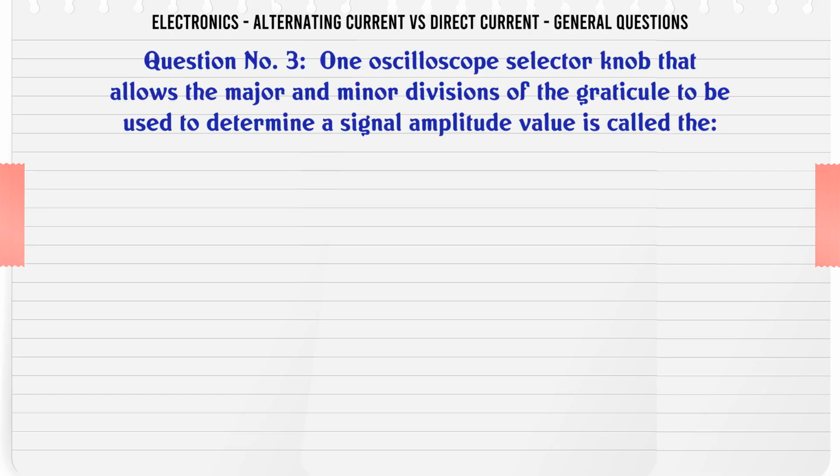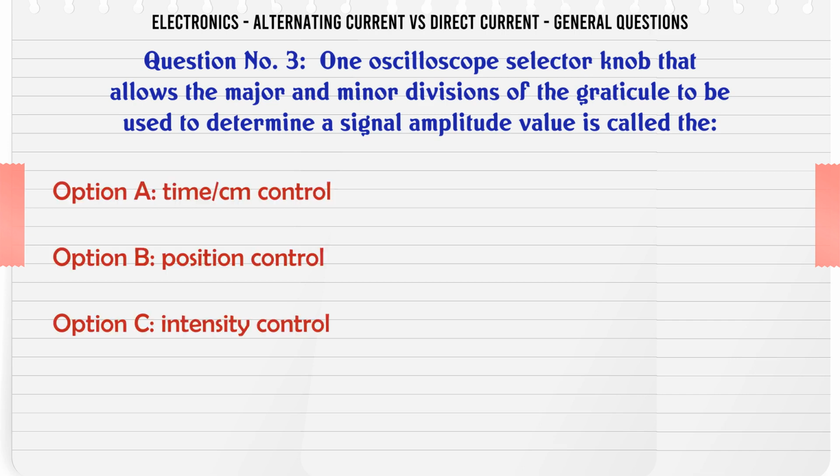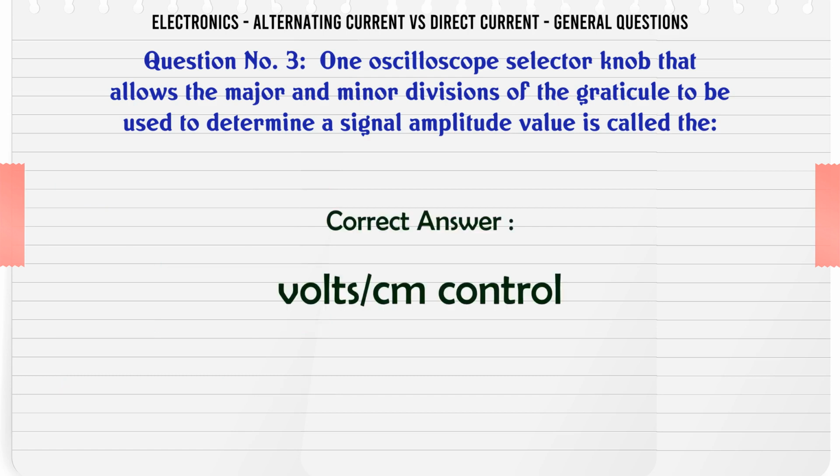One oscilloscope selector knob that allows the major and minor divisions of the graticule to be used to determine a signal amplitude value is called the A. time cm control. B. position control. C. intensity control. D. volts cm control. The correct answer is volts cm control.